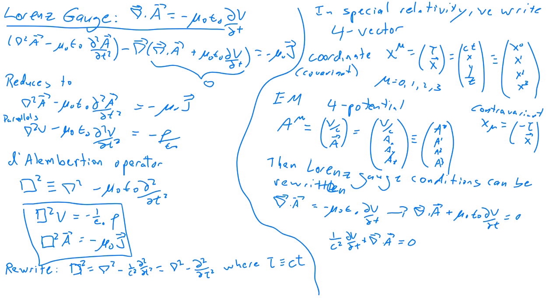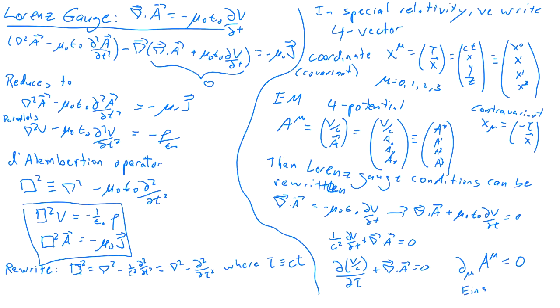And that in turn, I could absorb the c into the t and make that into a tau, and then I still have one factor of 1 over c. This becomes dv over c d tau plus divergence of A equals 0, which I can write as d sub mu A sub mu equals 0 in what's called Einstein notation.